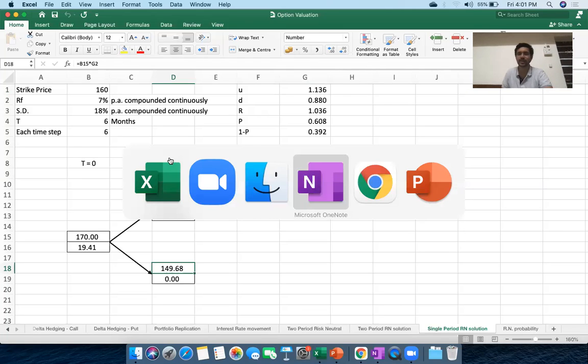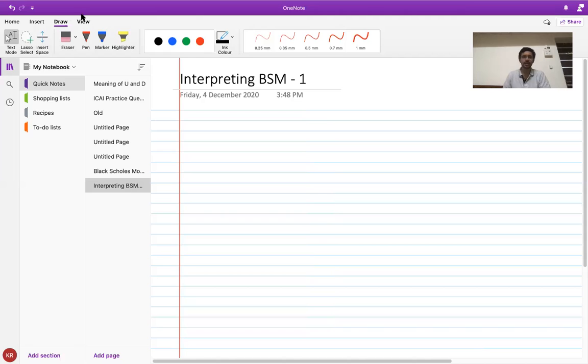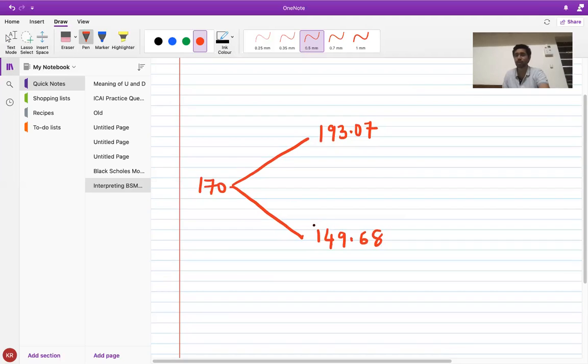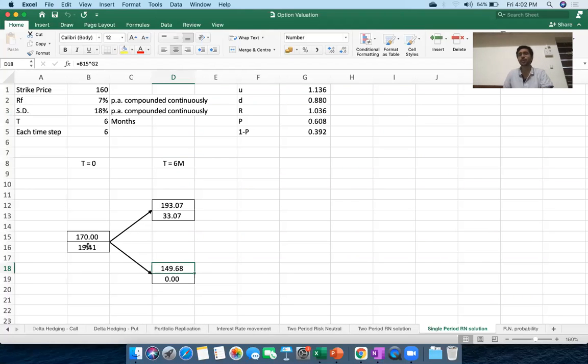So let me just quickly come to the notepad. Let me just jot the facts here as well. So we have a current share price of 170. The share price could go either up to 193.07 or it could fall down to 149.68. Remember, the answer that we get under the portfolio replication should obviously be equal to the answer that we got under the risk neutral approach also, of 19.41. So we already know what the value of a call option should be. It should be 19.41.